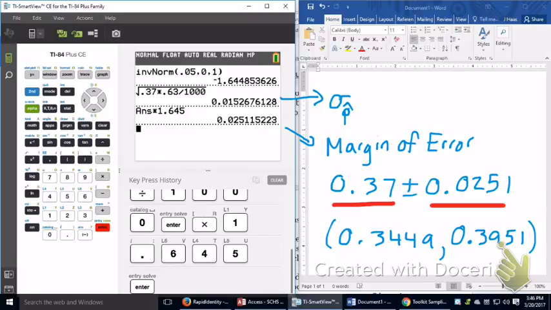Now, even with a confidence interval, we cannot be completely certain that the true population parameter, the true proportion of college freshmen, is between this 34.4 and 39.5%, but we can be 90% confident that this is true. So we're going to talk just a second about how to interpret a confidence interval like that.